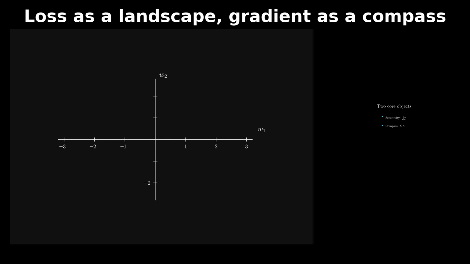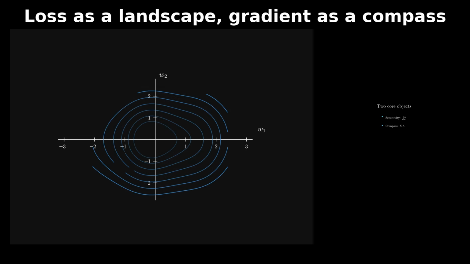Calculus is the same story, but for change. The loss is a landscape over the knobs of the model. A derivative is not just a slope on a graph. It is a sensitivity. If I turn this knob a little, how much does the loss change? The gradient collects all sensitivities into a single direction, the direction that increases loss the fastest.